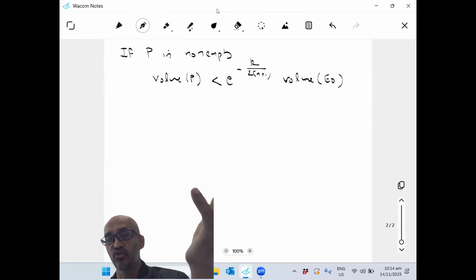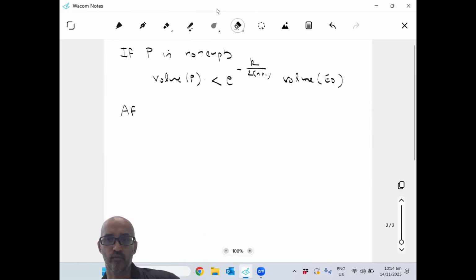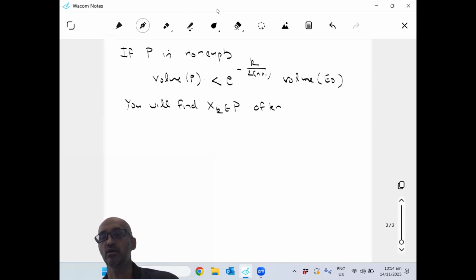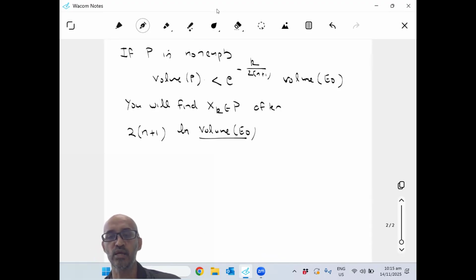If you take this to the other side and you take a log transformation on both sides, you will find the xk, the kth center in P after how many iterations. You need to make this thing equal. So at what point will this happen? Basically, you can check. It will be 2 times n plus 1 log of the volume of the ellipsoid E naught by the volume of P.